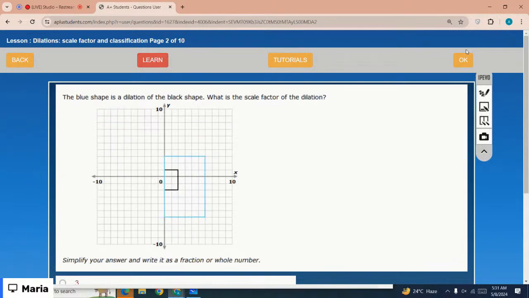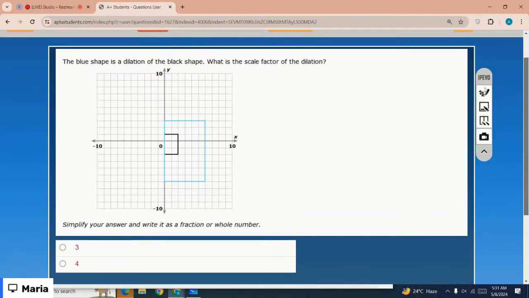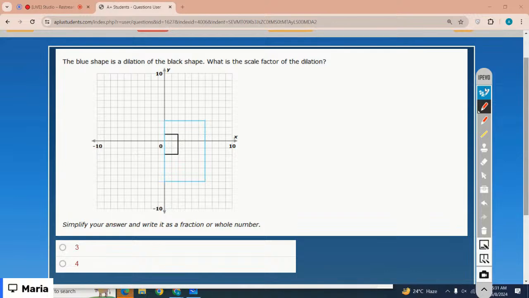The blue shape is a dilation of the black shape. What is the scale factor of the dilation? Okay, you have to find the scale factor, right? The coordinates of this one are 2, 1, and this one is 6 and 3. So 2 times 3 is 6 and 1 times 3 is 3. That means the scale factor is 3. That is the enlargement by the scale factor of 3. The correct option is 3.